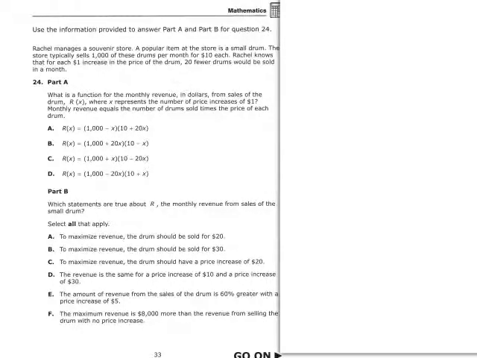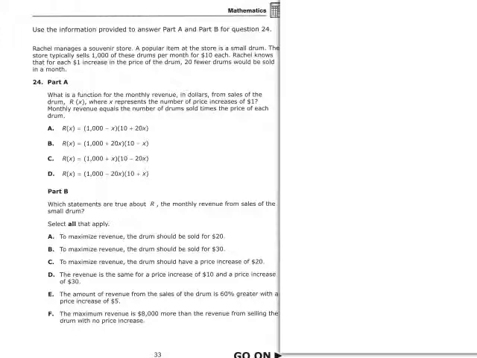All right, number 24 is a question and a half. It's not that bad once you figure it out, but it definitely takes a little thinking. So what you have to focus on is right here.